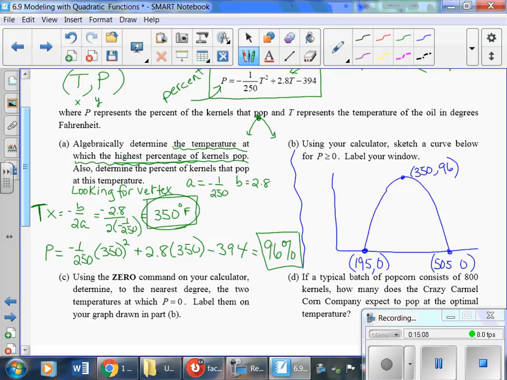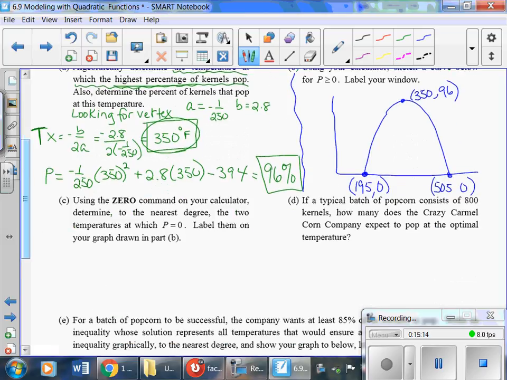So C, now I just put that information in. I got the whole thing off my calculator, and this says that using the 0 command, and that's what I used. Or you could just look at your table, because these numbers are nice integers. All right, so you can see it, but you can see they're big numbers. So sometimes using the 0 command might be easier.